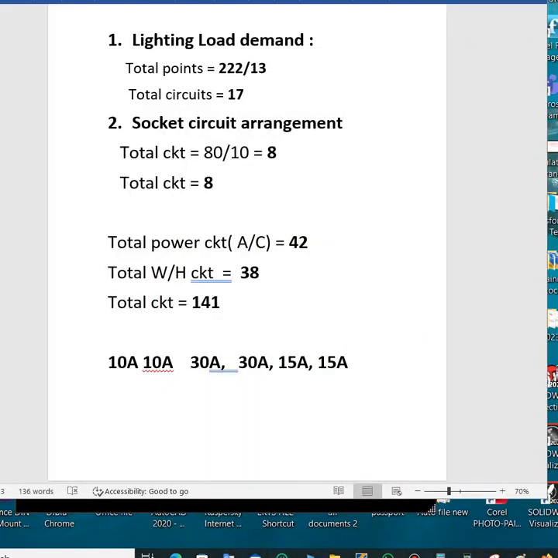Subsequently we do the rest of the calculation and the roundup, and also do our earthing system arrangement.